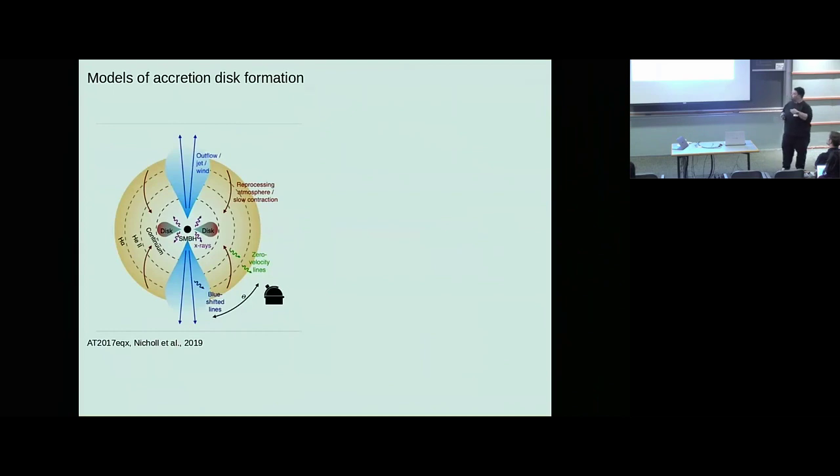And one other thing we cannot really explain is the change in the polarization angle, because all those models also have some geometry to them that is not supposed to change.